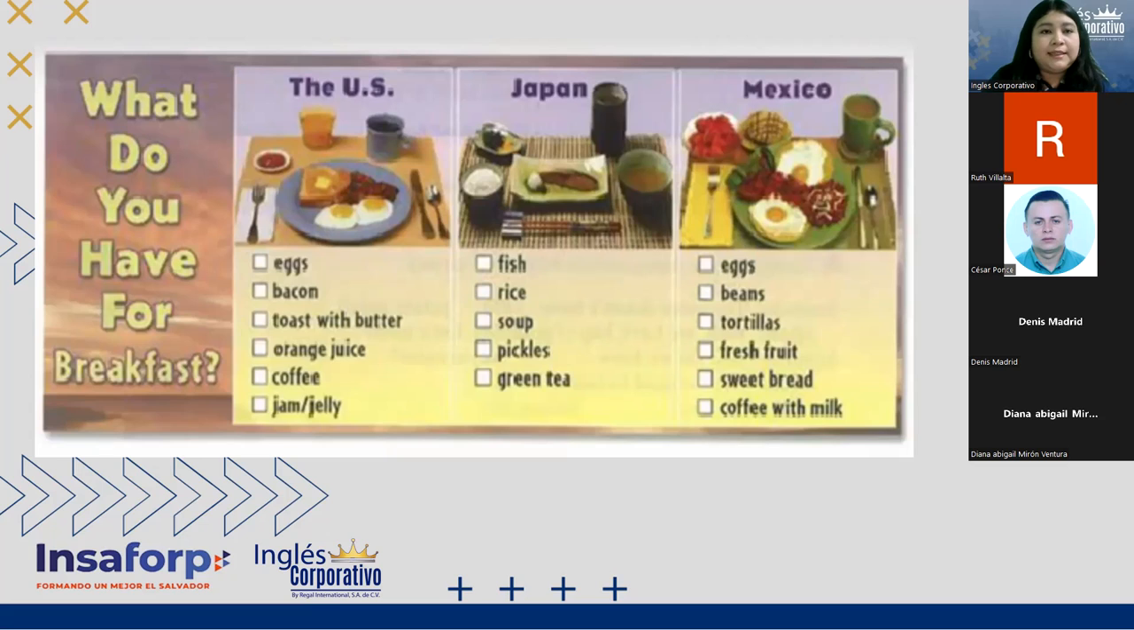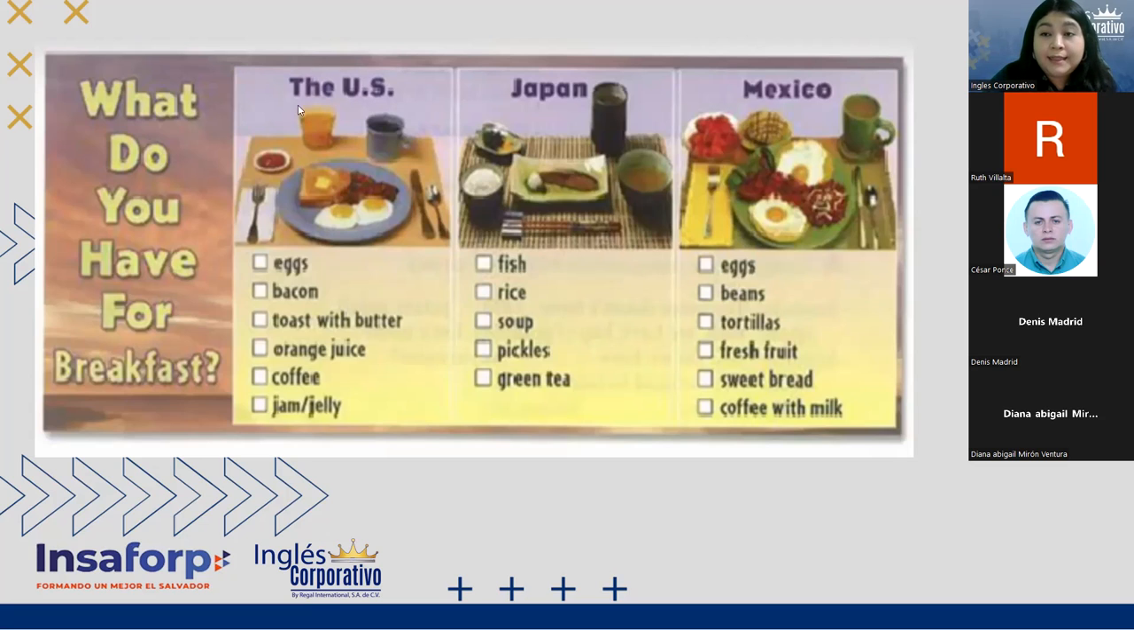Yo le ayudo aquí en esta horita que tenemos. Pero ya en su tiempo libre, todos ustedes tienen que practicar también. Vocabulary: bacon, toast. La palabra butter, ya la habían visto en la pyramid. Toast with butter. Juice. Pickles. Green tea. Té verde, literalmente es la palabra verde del color que lo conocemos, right? Green tea. Beans, esta palabra la vimos en el food vocabulary, right? Beans. Fruit. Right?